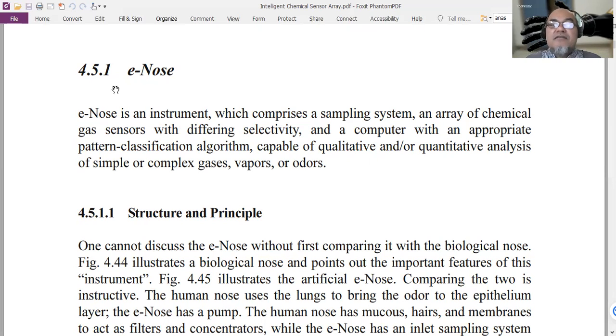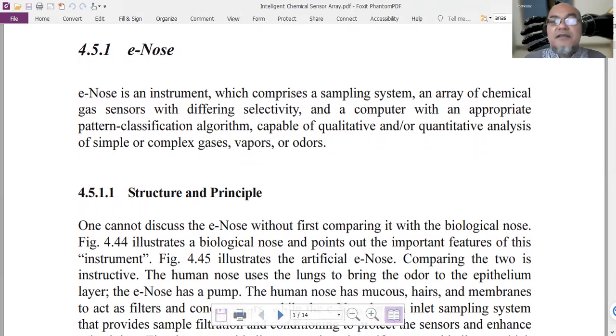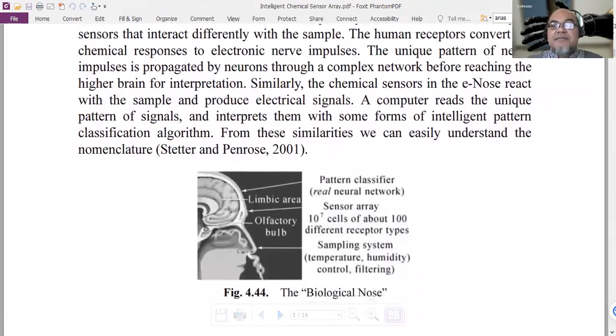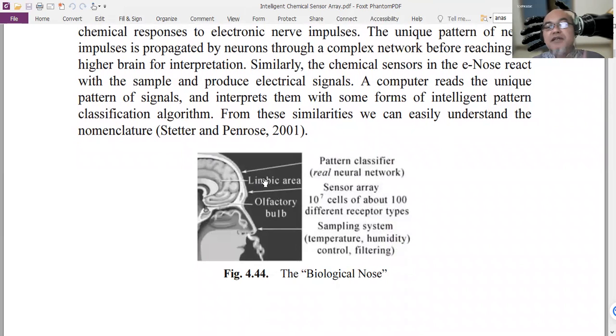And the machine has this array of chemical gas sensors with differing selectivity. Each has different selectivity, and then it also has a built-in computer with an appropriate pattern classification algorithm, capable of qualitative and or quantitative analysis of simple and or complex gases, vapors, and odors. So it can be used to recognize various gas samples.